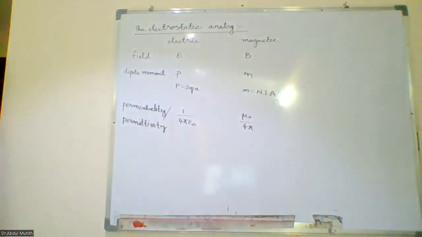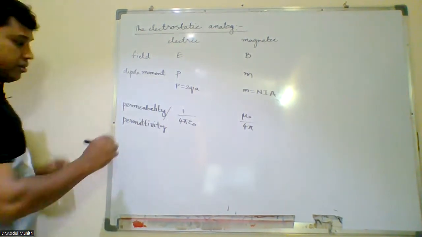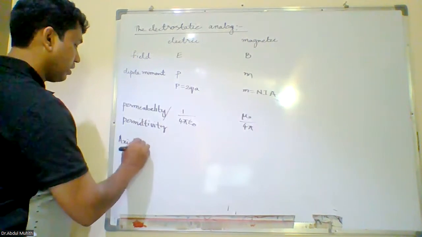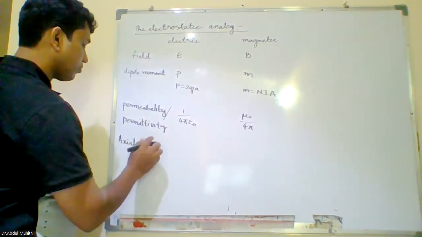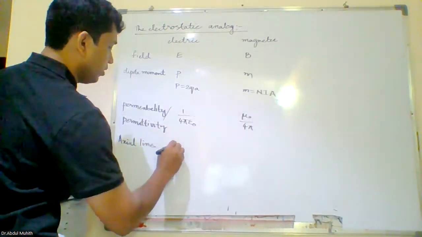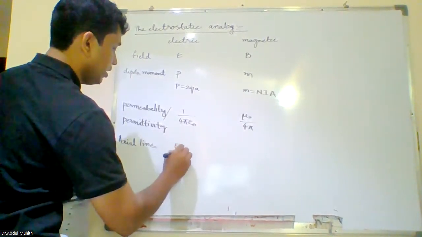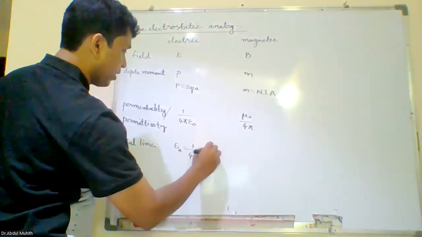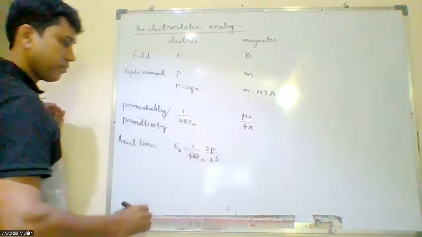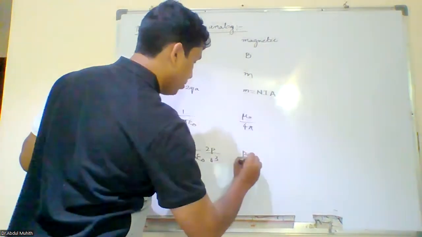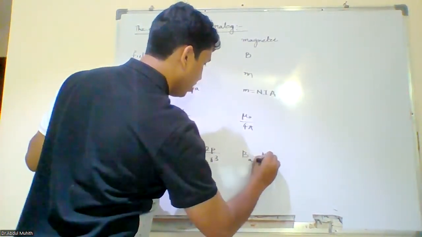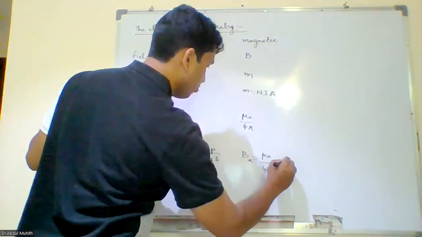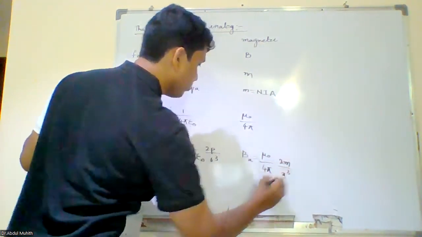Next one, the axial line. What is the formula for axial line? E axial is equal to 1 by 4 pi epsilon 0 into 2p by r cube. For magnetism, B axial is equal to how much? Mu 0 by 4 pi into 2m by x cube.